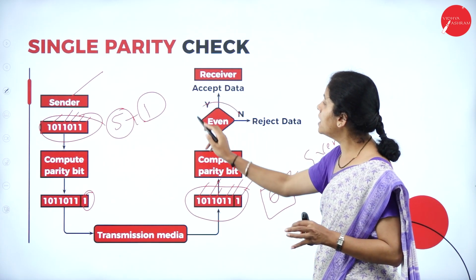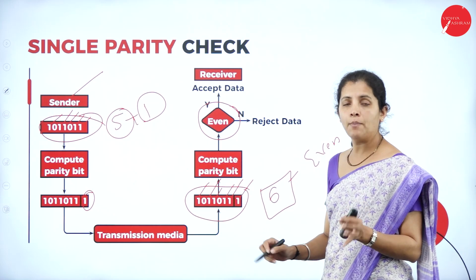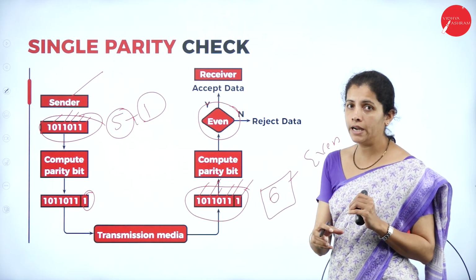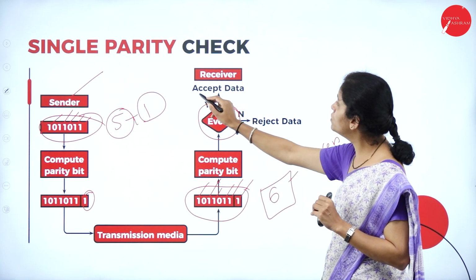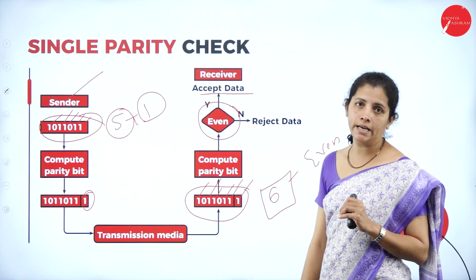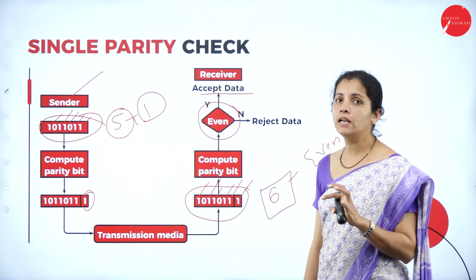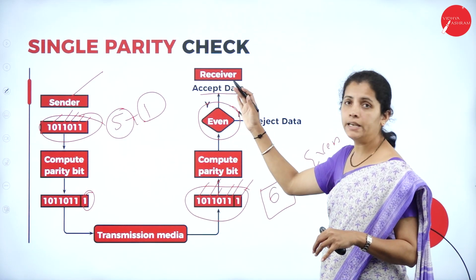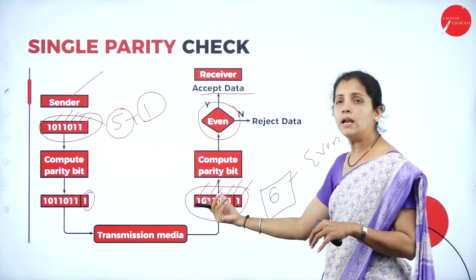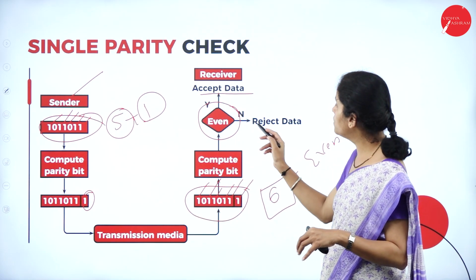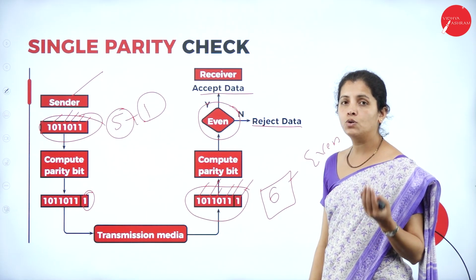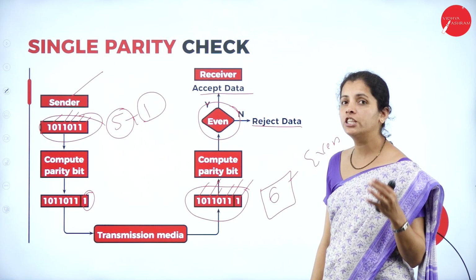Okay, so here I'm going to check: if I have an even number of ones in my received data, then what do I want to do? I want to accept the data. So what's the meaning? The data bits are not corrupted, so I'm going to accept the data. If any one bit has changed, then what's the meaning? The data bits are corrupted. So what am I going to do? I'm going to reject the data.